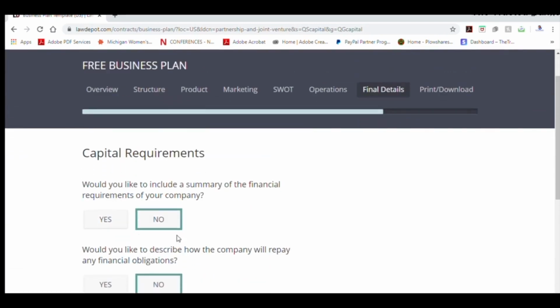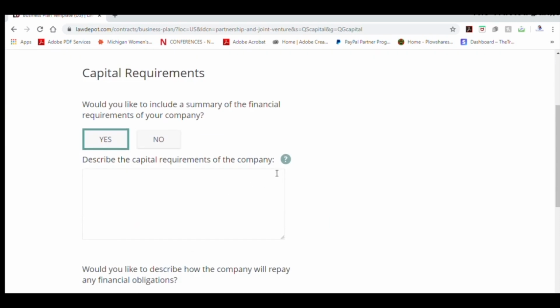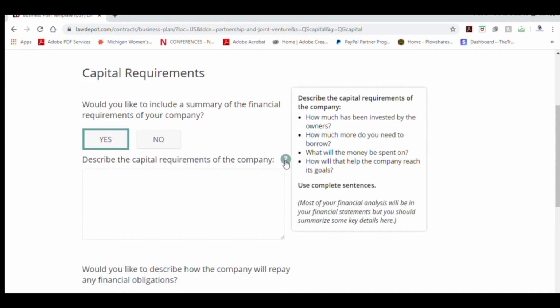Capital requirements. So would you like to include a summary of the financial requirements of your company? Absolutely, yes, I think you should. You should have capital requirements. You should know, if you have investors or partners, how much have they invested in this business? Or how much money do you need to borrow? What will the money be spent on? And what will help the company grow and reach its goals?